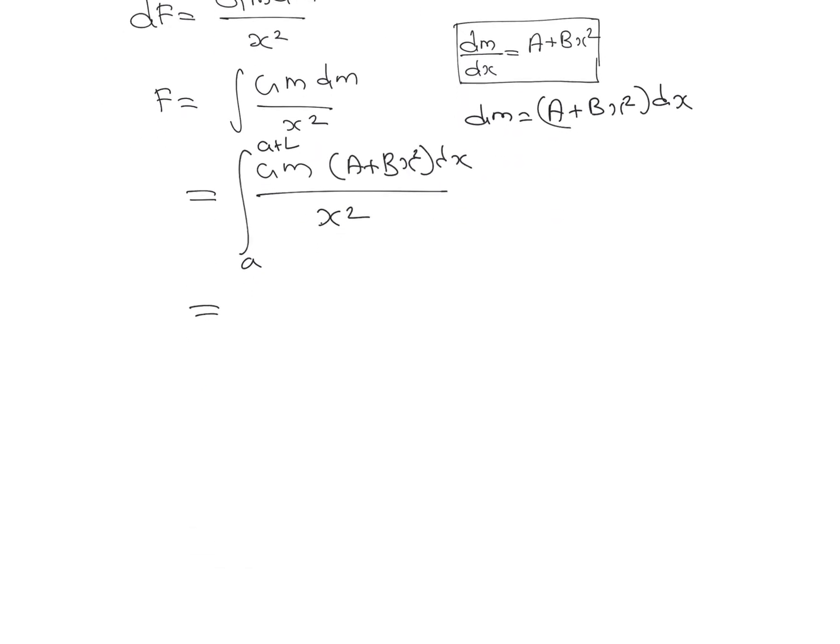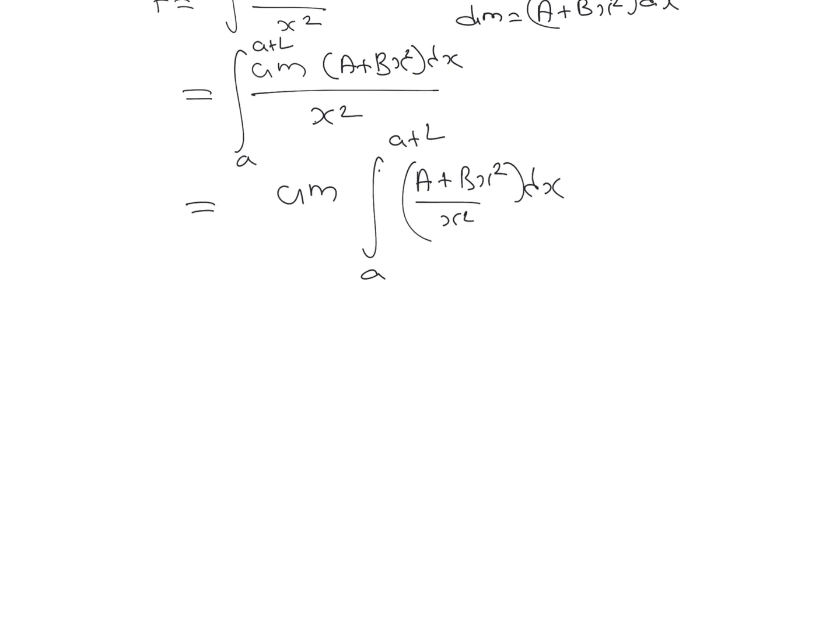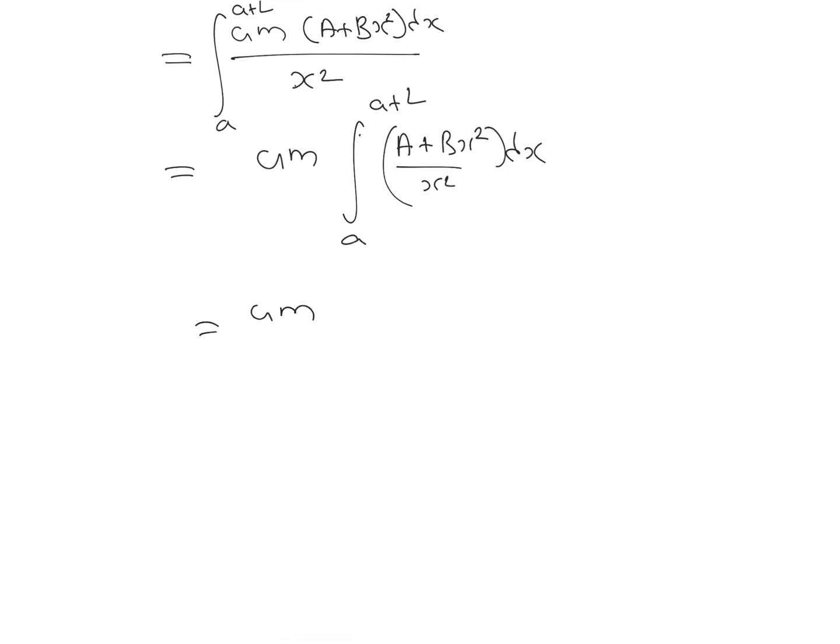So we can modify this equation. G m is basically a constant, so we keep it outside the integration. Now it is the integration of a plus b x square divided by x square into dx, with the limit changing from a to a plus L. This equals G m into a by x square, written as a x raised to minus 2, plus b x square by x square, written as b, into dx, integrated from a to a plus L.